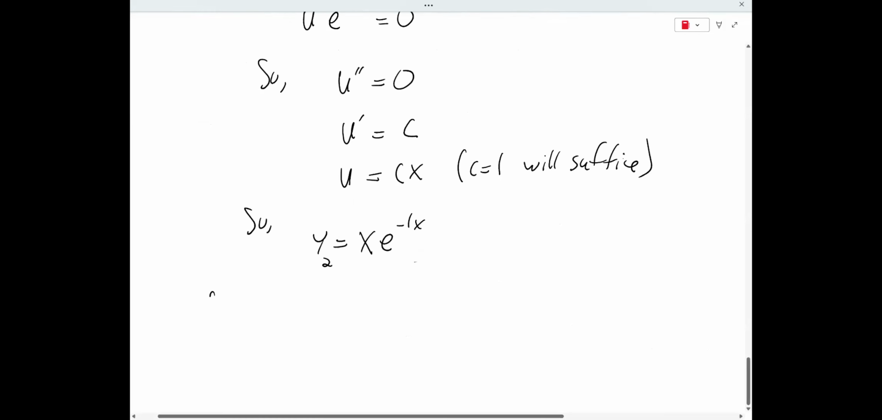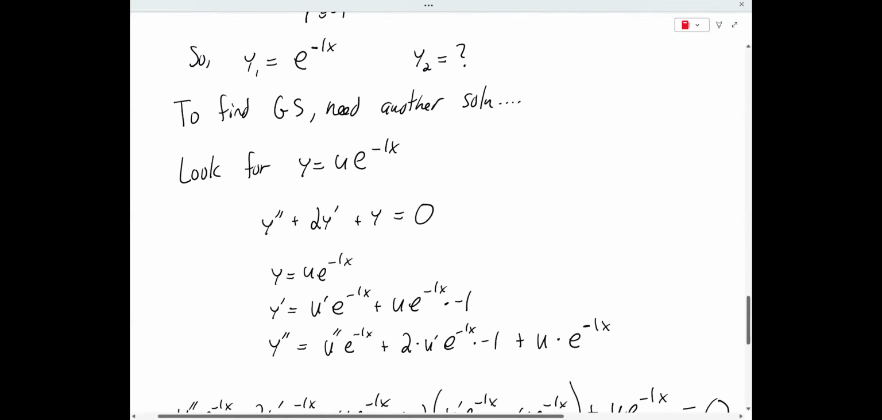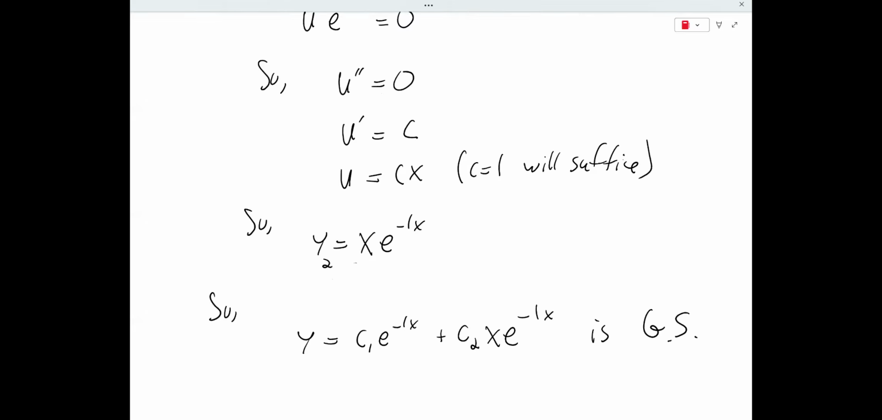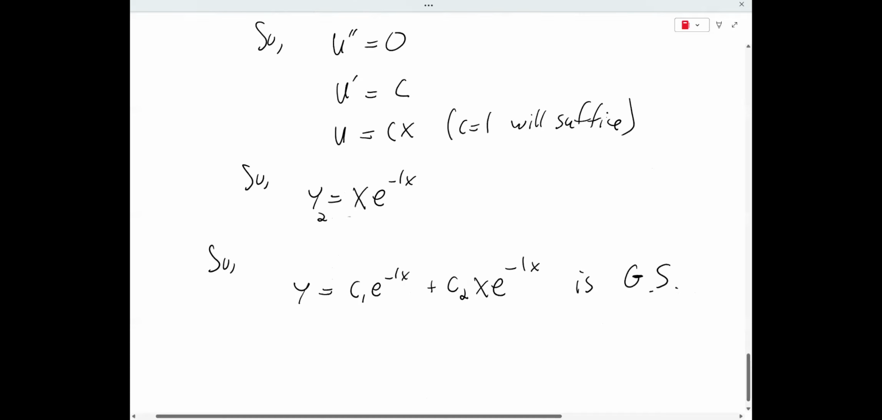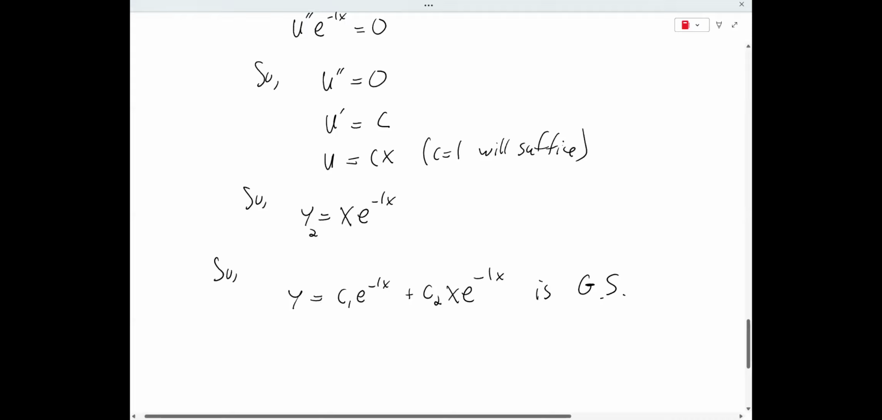So, right, the general solution. The general solution is this then. I'll say y equals, now our first one was what? The y sub 1 was the e to the negative 1x. So I'd say c1 e to the negative 1x plus c sub 2 times their second solution, which was x e to the negative 1x. That is the general solution here then. So anything on that?